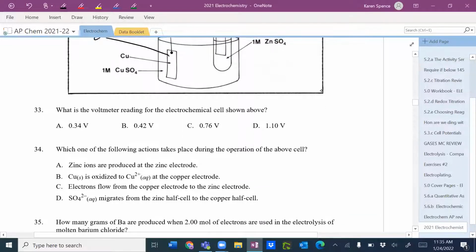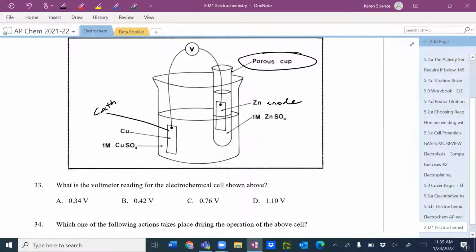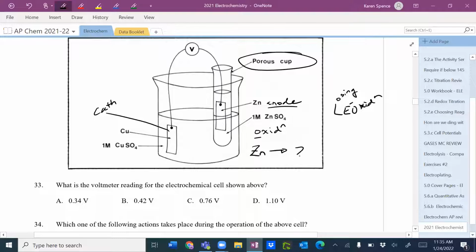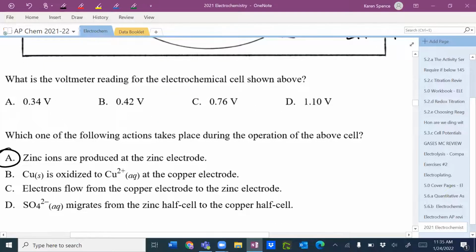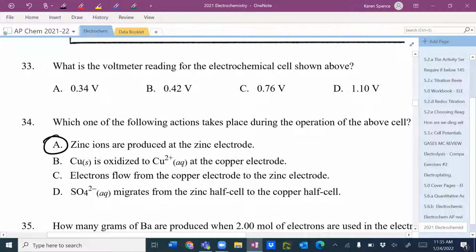So are zinc ions produced at the zinc electrode? Well, if it's the anode, that's where oxidation takes place. And that would mean that zinc would lose electrons. Losing electrons is oxidation, LEO. And so that becomes zinc 2 plus 2 electrons. So that means that zinc ions are produced at the zinc electrode. Obviously, copper solid is not being oxidized because copper is the cathode, and that's where things get reduced. So it would be the opposite process.